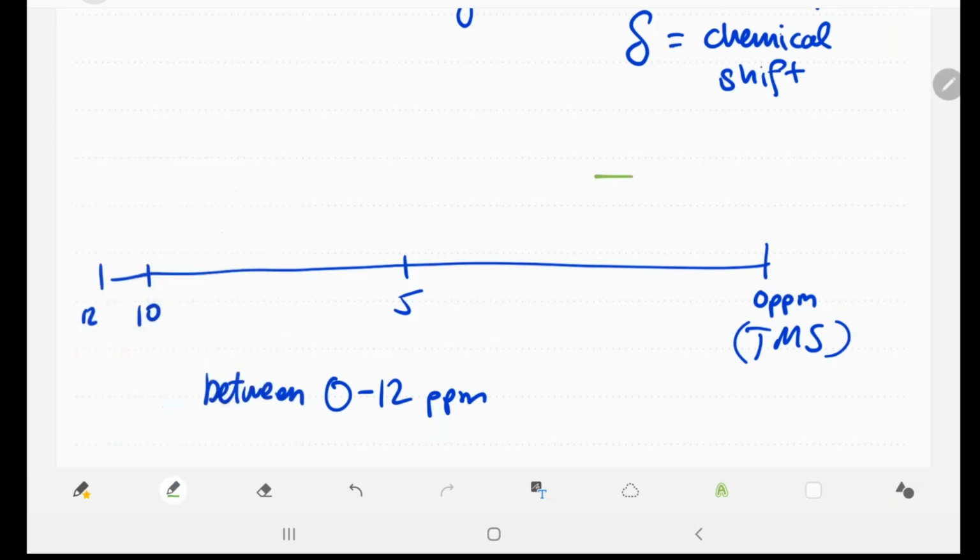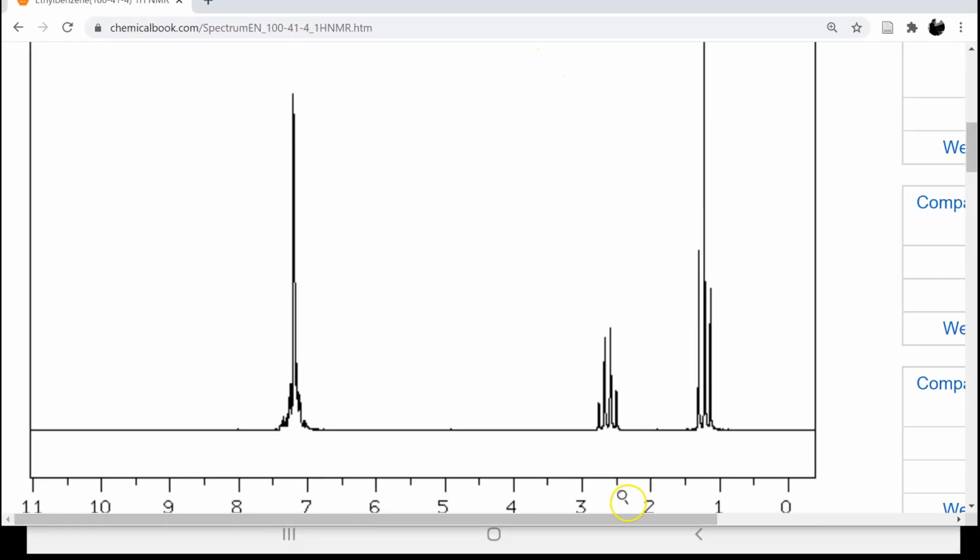Relatively speaking, we kind of call the right side of the spectrum the upfield region, and the left side more downfield. These are terms we say relative to each other. We would say that middle peak right here is downfield of this peak, the peak at about 1.2 or so.